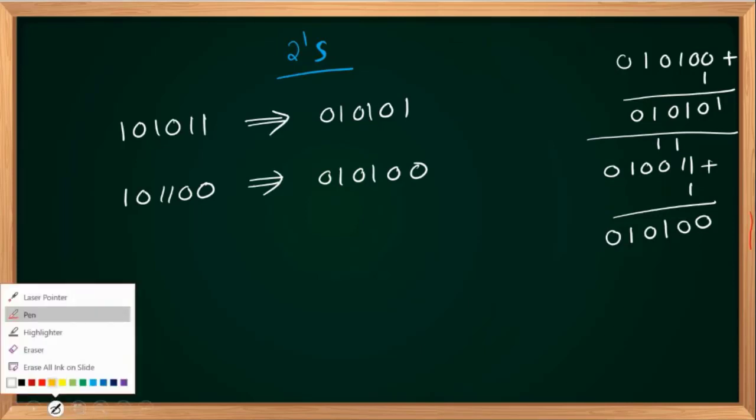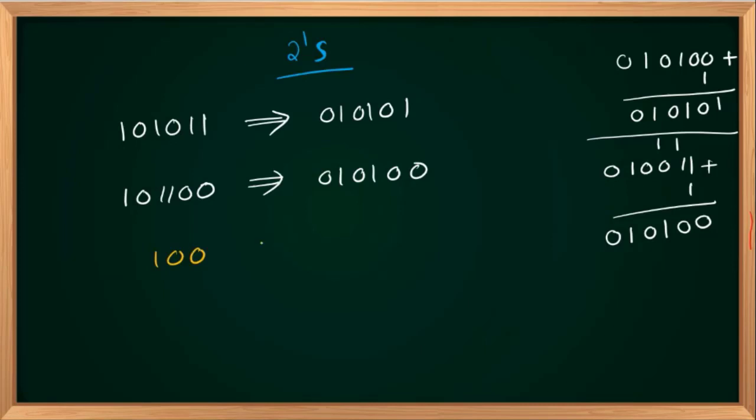If I'm taking the 2's complement of 1 0 0, I should take the 1's complement first. Then I should add a 1. 1 plus 1 is 0, carry 1. 1 plus 1 is 0, carry 1. 1 plus 0 is 1. So the 2's complement is 1 0 0 itself.